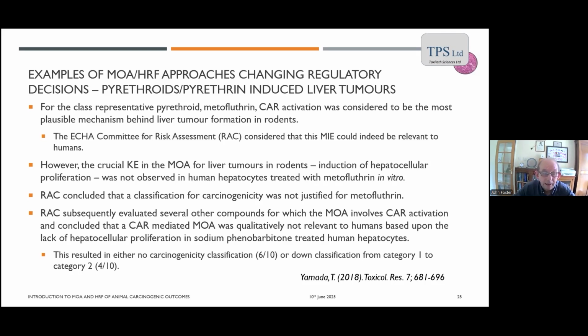So RAC subsequently evaluated several other compounds for which the mode of action involves the same pathway, and concluded that it was not relevant to humans, again based on the lack of proliferation in human hepatocytes. And there was no carcinogenicity classification for 6 of these 10 compounds, and a down classification from category 1 to category 2. So this approach does have regulatory acceptance, and it does have impact if you do it properly and appropriately.